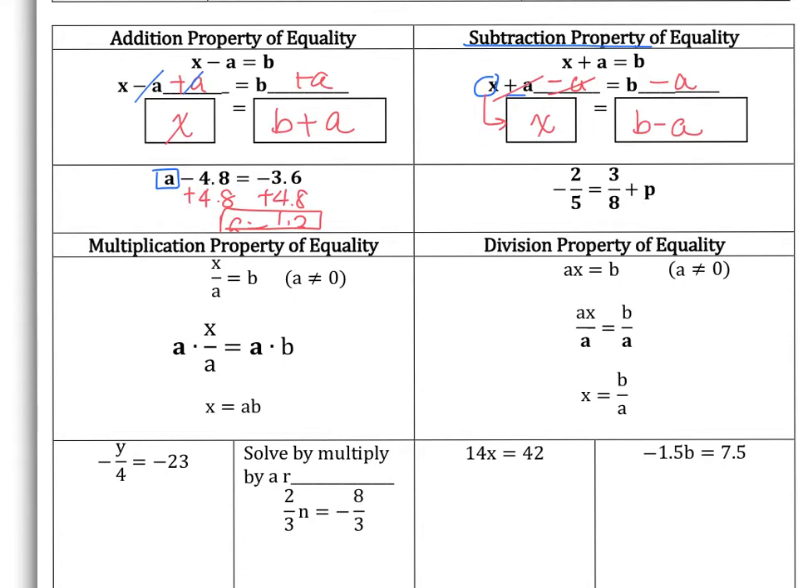Okay, and to do the numerical example, here we would have to isolate the variable positive P. So we need to subtract negative 3/8 from both sides of the equation. Cancel this part out. P would equal negative 2/5 minus negative 3/8. And after putting these two fractions together, you should get negative 31/40.